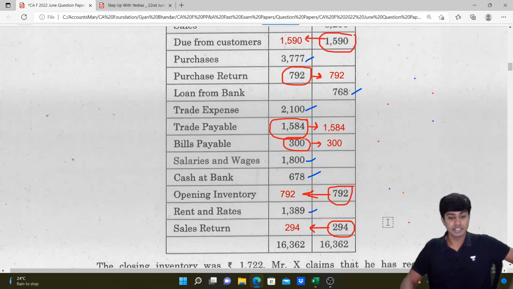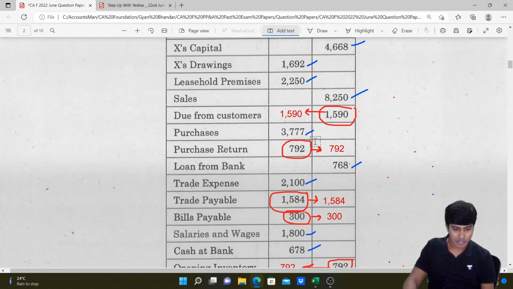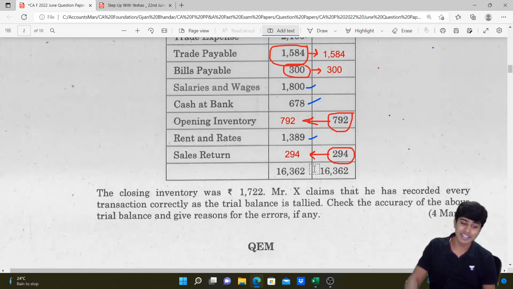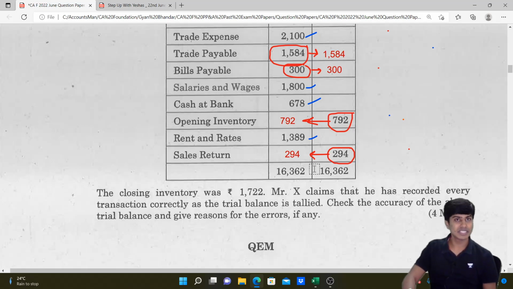₹294 debit sales return. Perfect. By this our trial balance will tally, in spite of how many? 1, 2, 3, 4, 5, 6 errors, no? Their trial balance is still tallying, but at a wrong amount though, so don't worry. So this is the correction that we should do.